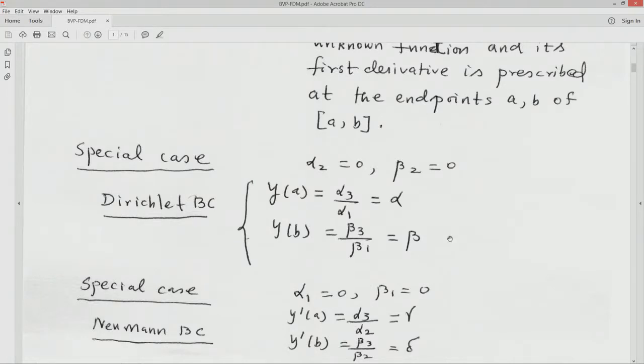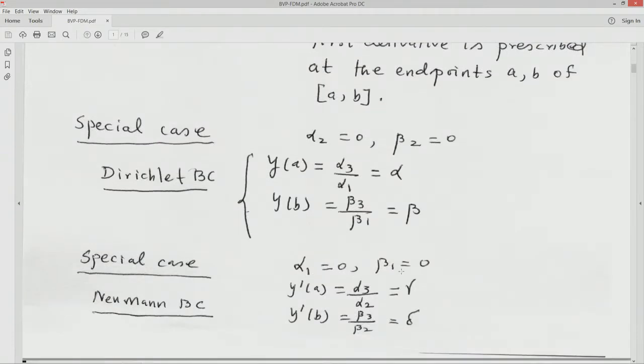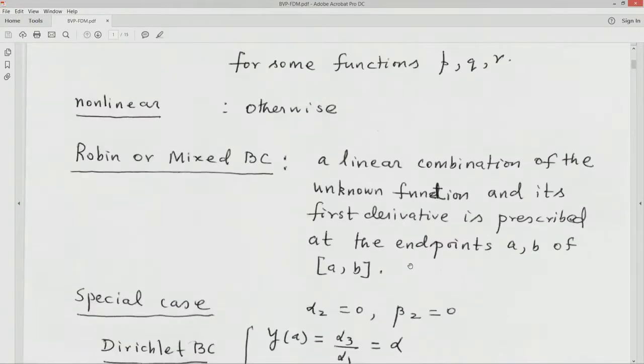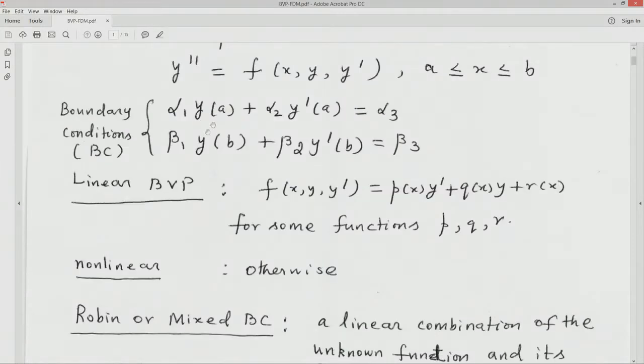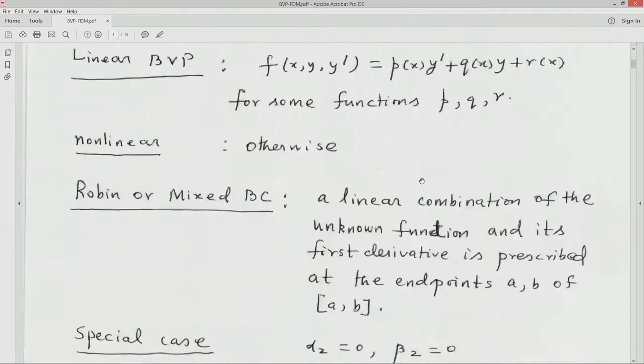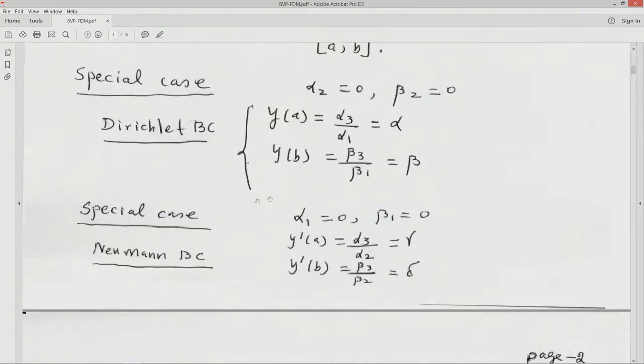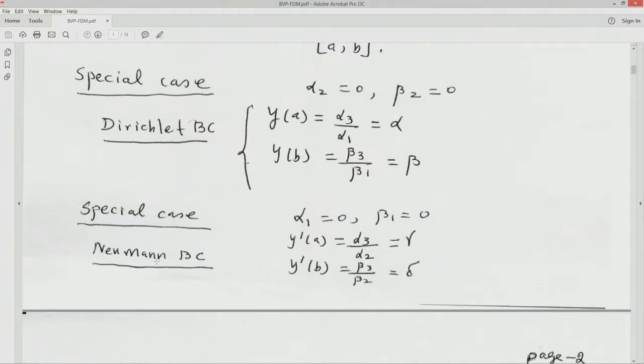Then there is another special case where alpha 1 is 0 and beta 1 is 0. Let us see this case. If alpha 1 is 0 and beta 1 is 0, then we have boundary conditions which are given only in terms of the derivative of the unknown at the two endpoints A and B. So, in this case the boundary conditions are of the form y prime at A is some gamma and y prime at B is delta. So, the conditions are given in terms of the derivative of the function at the boundary points, namely A and B. Then such types of boundary conditions are called Neumann boundary conditions.